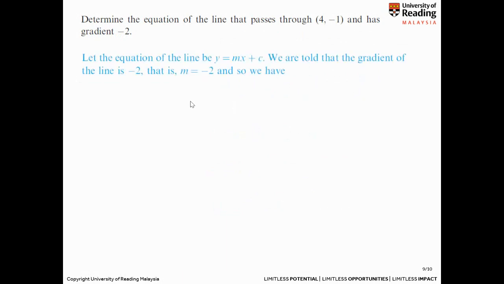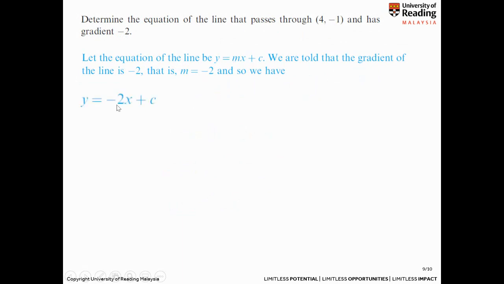Now we look at another example. Here you are given a point and a gradient. So this is easier compared to just now the question. So you're already given the gradient, so we don't need to use the formula of gradient to find the gradient. Straight away, we know m is minus 2.